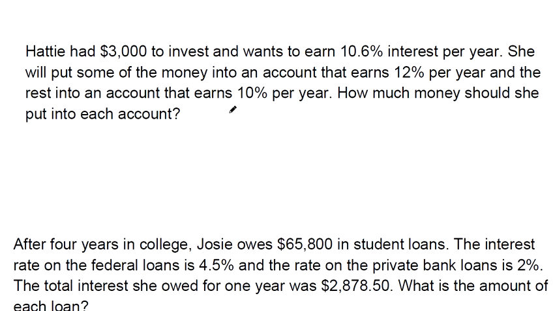Hattie had $3,000 to invest and wants to earn 10.6% interest per year. She'll put some money into an account that earns 12% per year, and then the rest into an account that earns 10% per year. So let's make a quick word equation here.